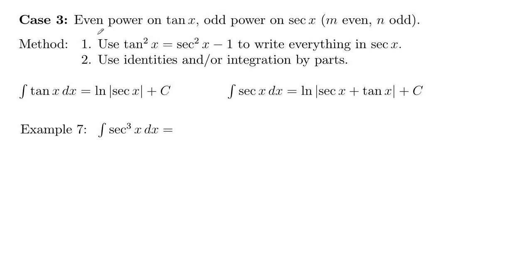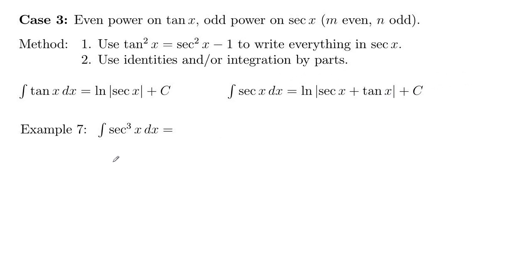The last case is when we have an even power on our tangent and an odd power on our secant. So m is even and n is odd. In this case, you'll use tangent squared is secant squared minus 1 to write everything in terms of secants, and then you'll use identities or integration by parts. Also, these two integrals you can take as a given. The integral of tan x is the natural log of absolute value secant x plus a constant, and the integral of secant x is natural log of absolute value secant plus tangent plus a constant.